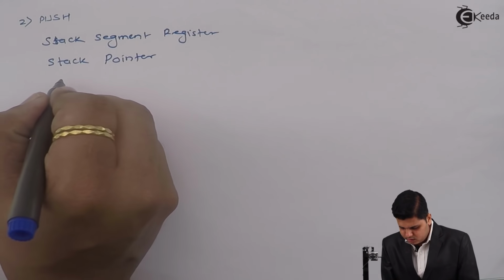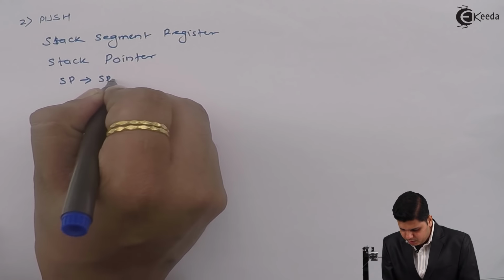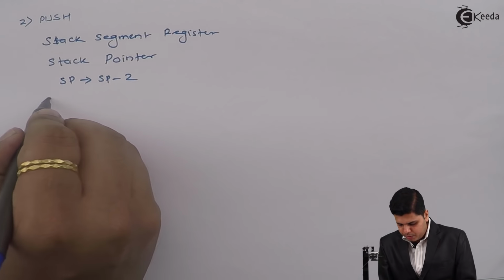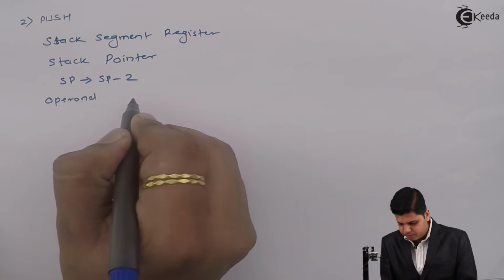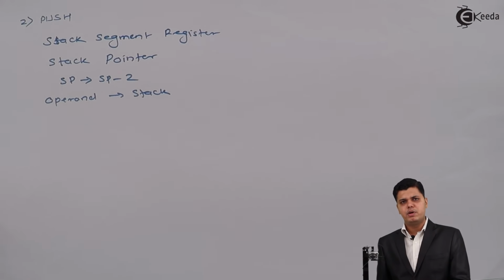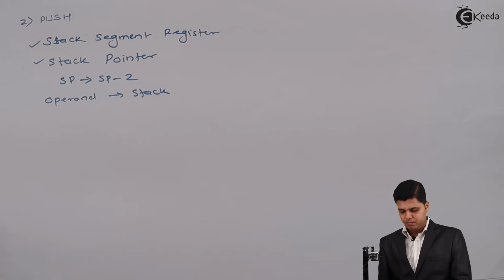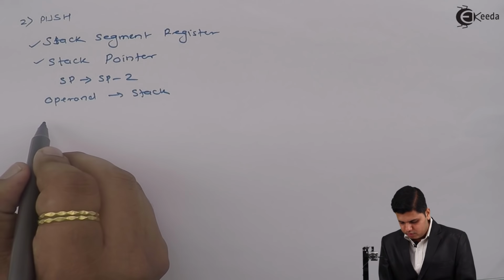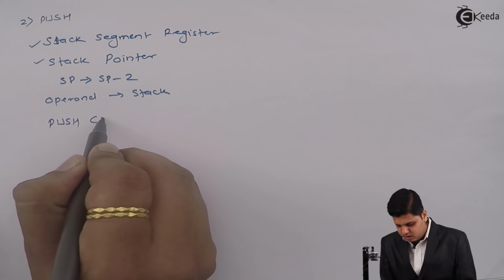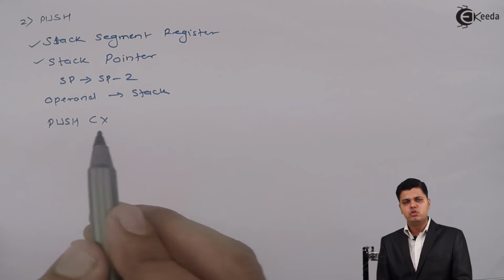So as I have stated, the contents of the stack pointer is decremented by 2. So that means the value is decremented by 2 and the operand is pushed on the stack. Now as we know, stack is addressed by these two registers, that is the stack segment register and the stack pointer. Now how this operation is performed, we will see with the help of an example. So we will write push CX. Okay, so the contents of this CX register will be pushed on the stack.